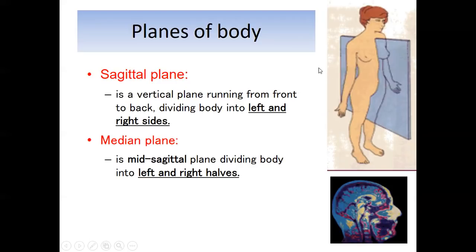And the sagittal plane divides the body into left and right sides. This is the most important thing that you have to know. This sagittal plane cuts the body into right and left halves. So it runs from front to the back. And then the median plane. The median plane is a specific characteristic of the sagittal plane. Median plane is the mid-sagittal plane, dividing the body into equal left and right halves.